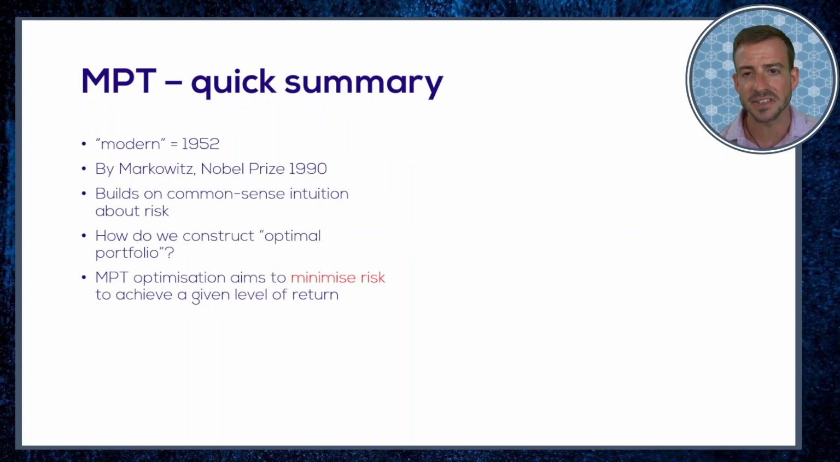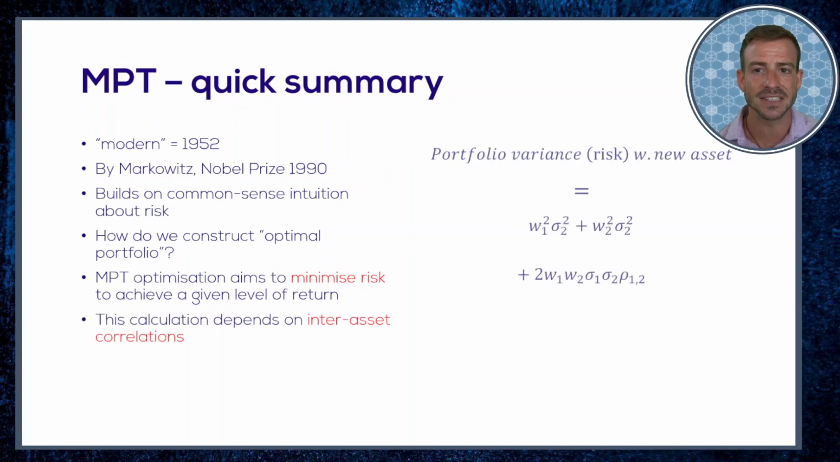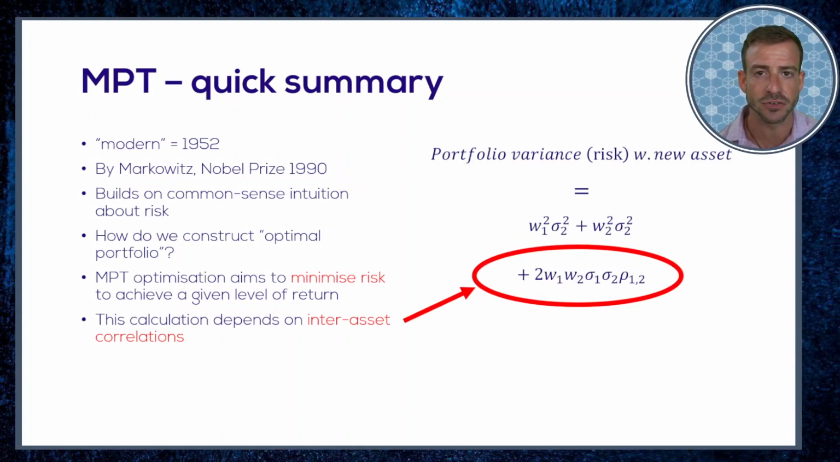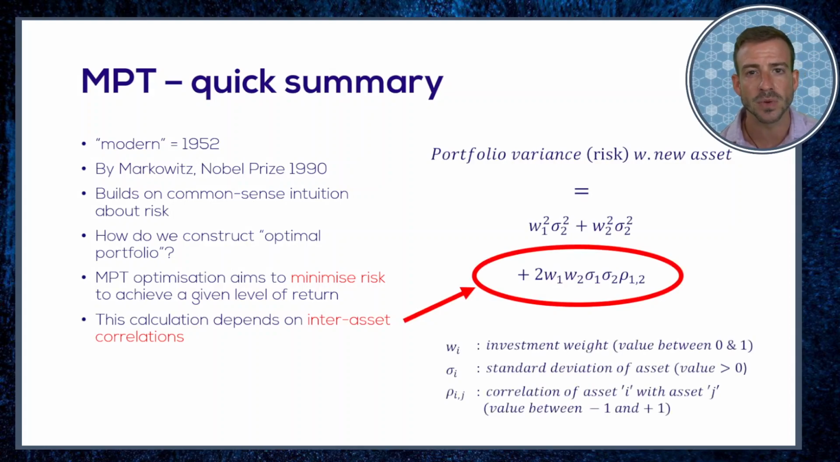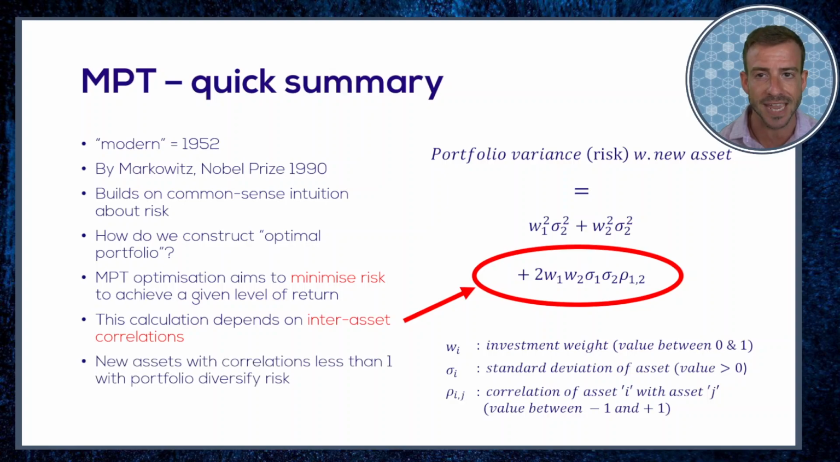The calculations we use to decide this depend on inter-asset correlations, as we see in the mathematical expression shown. The W's are weights which count the share of the investment committed to each portfolio asset, a strictly positive number lower than 1. The lowercase sigma is the standard deviation of each asset, a strictly positive number. And the lowercase rho is the correlation between those assets, a number that's bound between -1 and +1. So this expression tells you that if you add assets to a portfolio that are not perfectly correlated with it, that have a rho that's less than 1, your portfolio gains a diversification benefit.